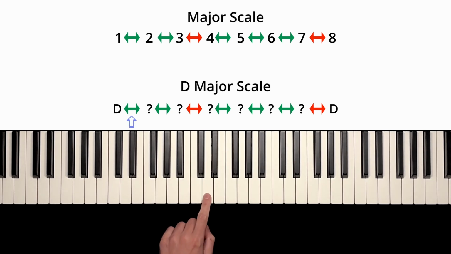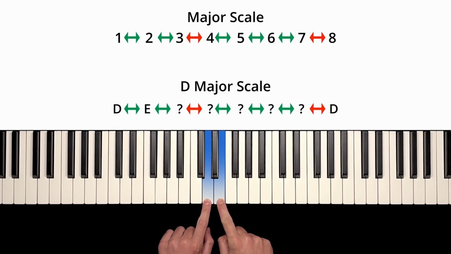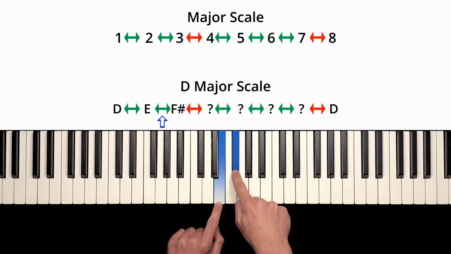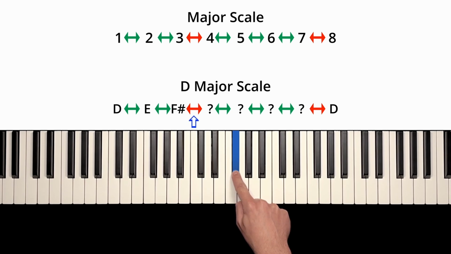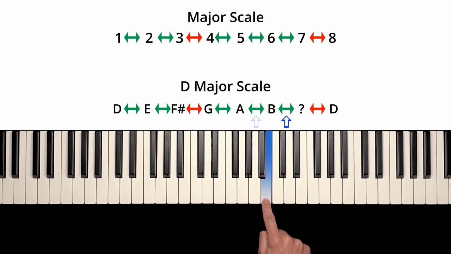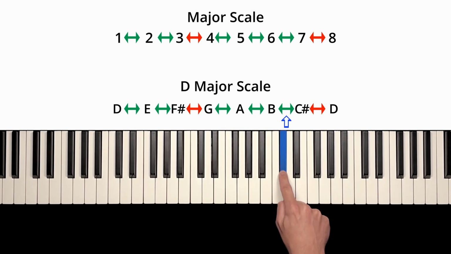The first step is a whole tone, which takes us from D to E. Now we need another whole tone. Since E and F are only a semitone apart, our third note has to be F sharp. The next step in our scale is a semitone, so we move from F sharp to G. The following three steps are whole tones, so we go from G to A, from A to B, and from B to C sharp. That leaves us with the final step of our scale, a semitone between C sharp and D.